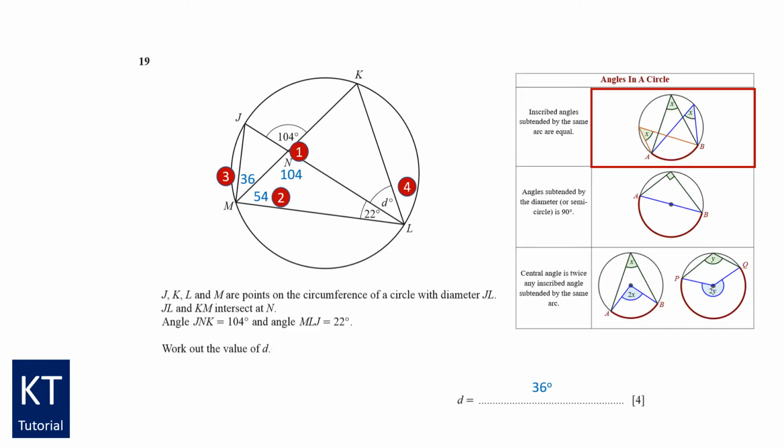Here are the steps. Step 1. The angle is 104, being an opposite angle against 104. Step 2. The angle is the remaining angle of the triangle MNL. Step 3. This is also the remaining angle for the right angle triangle JML. Finally, D is also 36, being an inscribed angle subtended by the same arc.